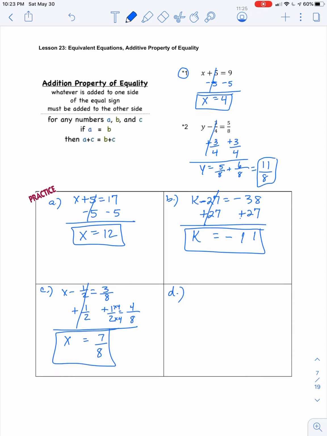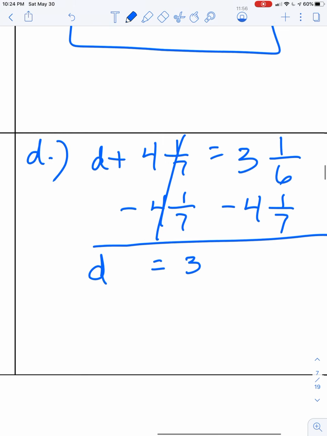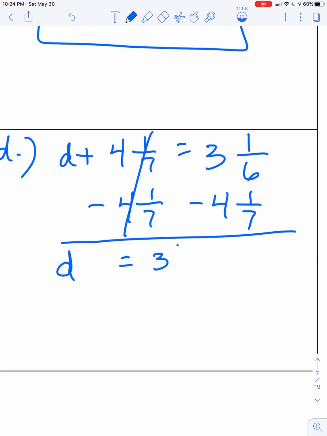And then finally, letter D, we have d plus 4 1/7 equals 3 1/6. Okay, so we want to isolate the variable, so we want to subtract 4 1/7 from both sides. Gives me 0 here, so I have d equals 3 1/6 minus 4 1/7. I might run off the paper here. Let me write this a little bit bigger.